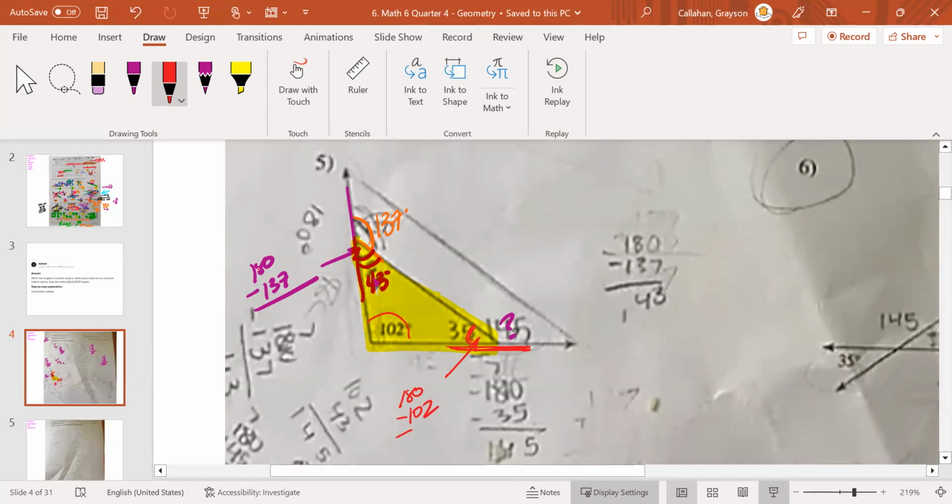This angle here is in the triangle. What's the second angle in the triangle? That's given. This angle right there, which we just found, which is what? What is that angle? 43.